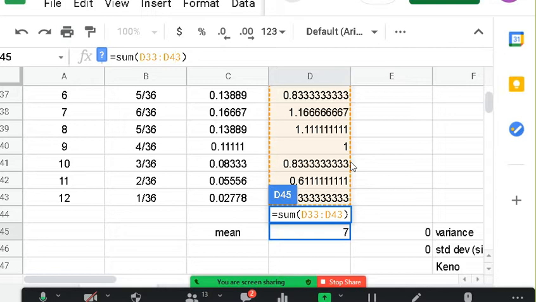Now, does that mean that the next time I pick up a pair of dice and throw it, I'm going to get a 7? No. What does it mean? What is the average being a 7 tell me then?